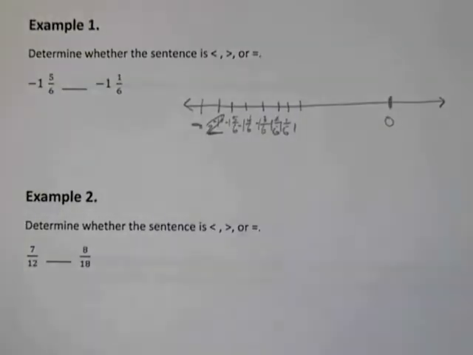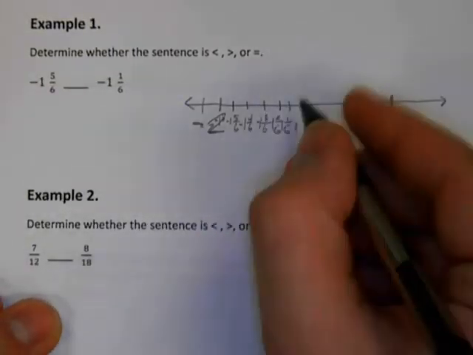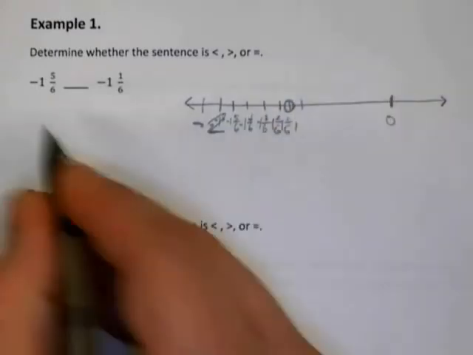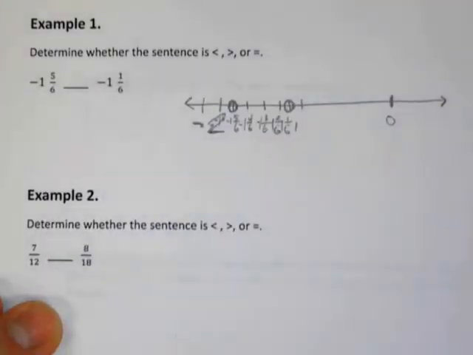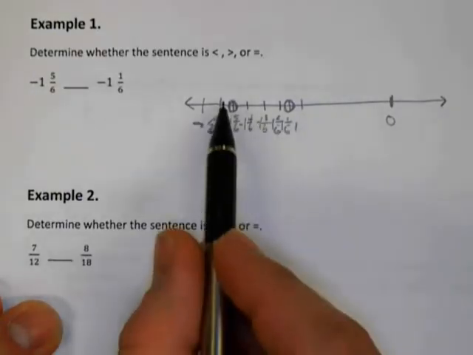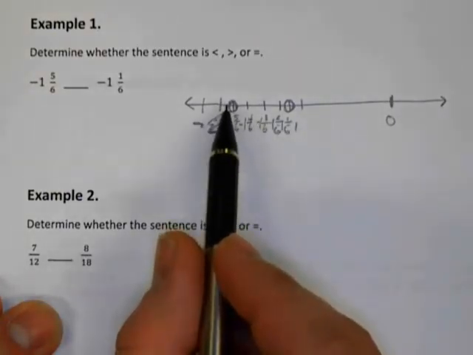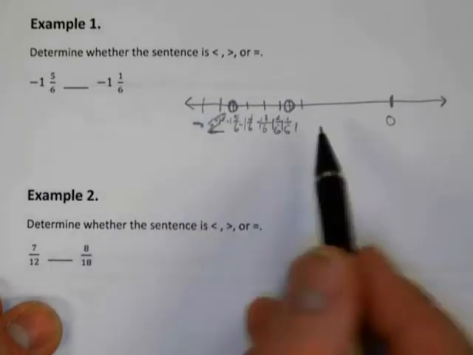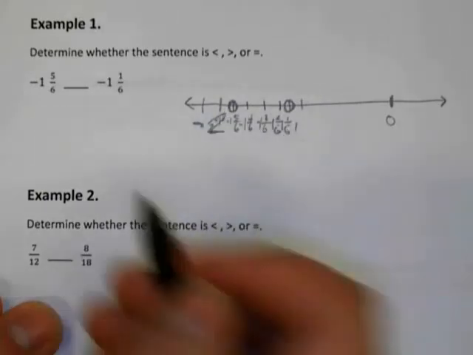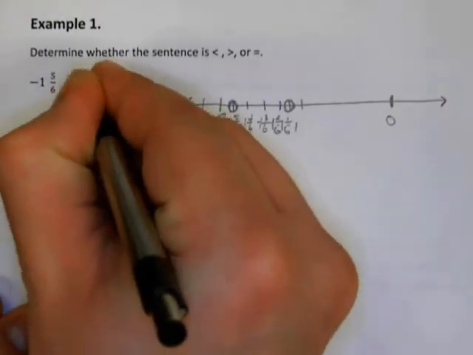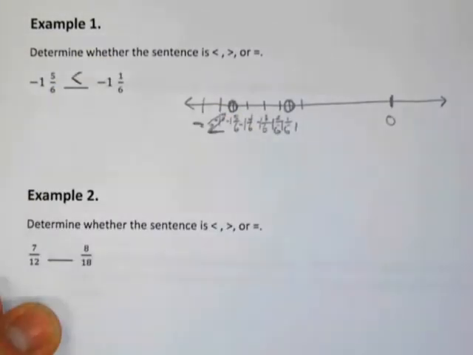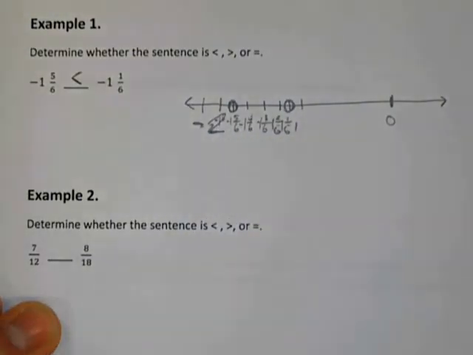Okay, so let's look at that though. Negative 1 1/6 is this point right here, and negative 1 5/6 is this point over here. If we try to discuss which one is greater, which one is closer to positive infinity? Well, negative 1 1/6 is, right? So to solve this type of problem, we would just say negative 1 5/6 is less than negative 1 1/6.